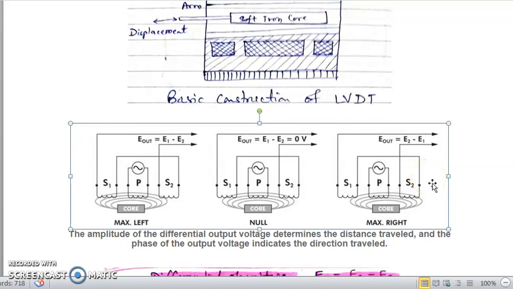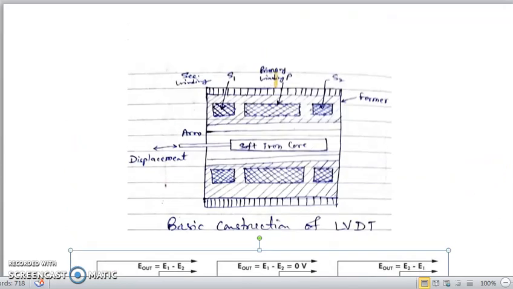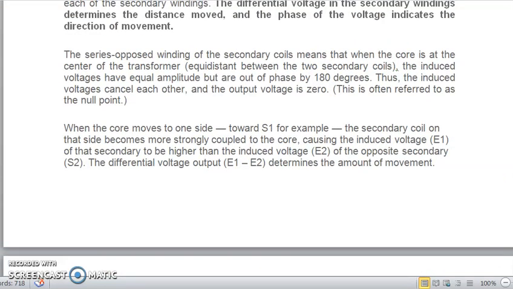So in this way, LVDT will be able to show the magnitude of displacement in the form of voltage as well as direction also. So this is the construction of LVDT.